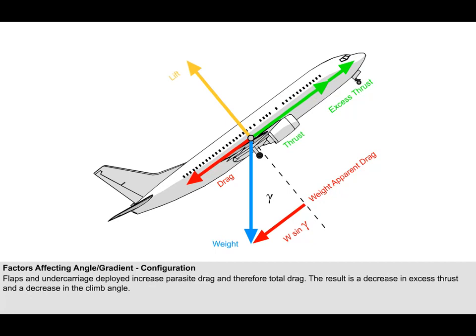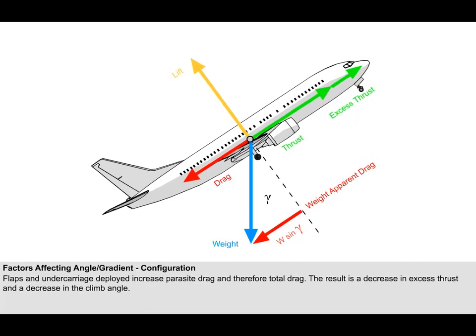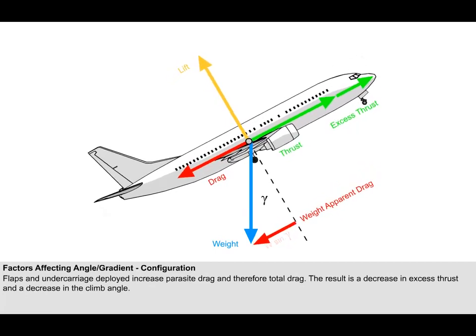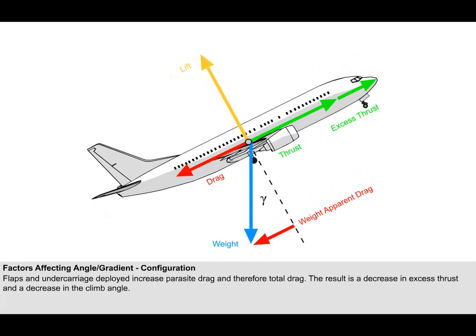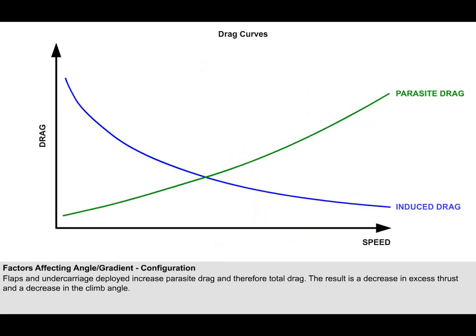Notice now that the excess thrust is not able to balance all of the weight apparent drag. Therefore, the aeroplane's climb angle must be decreased to reduce the weight apparent drag to a value that can be balanced by the excess thrust. However, the effect of the gear and flaps on drag is a bit more complicated.